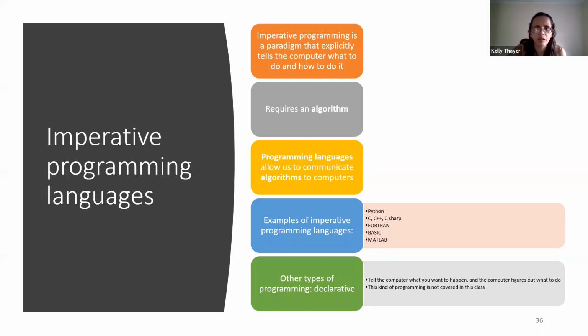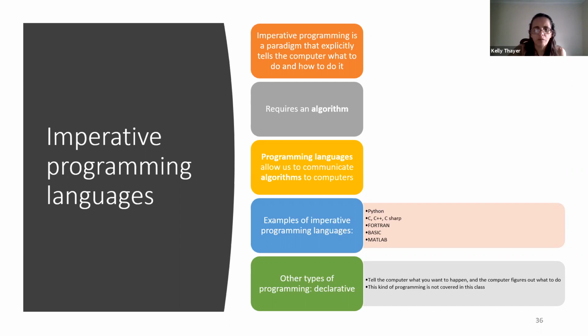So imperative programming is a paradigm that explicitly tells the computer what to do and how to do it. That means it requires an algorithm, the steps that it follows in order to complete its task. Programming languages allow us to communicate the algorithms to the computer. So an algorithm is not necessarily a piece of code. It could be a set of instructions.